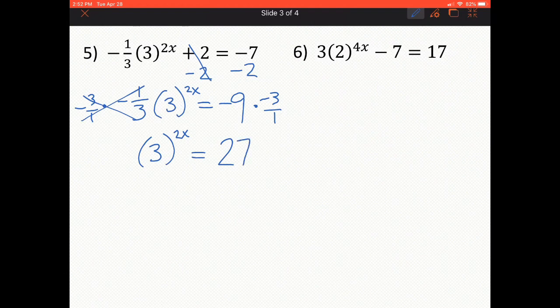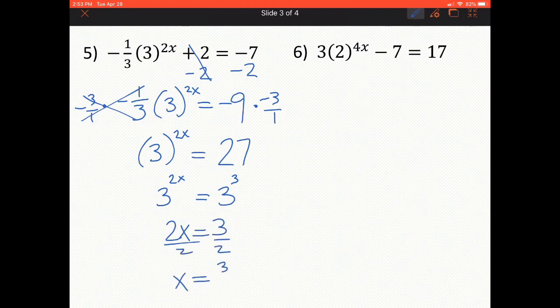And now that all those extra numbers are gone, we just have bases with exponents. So we try to write them both with the same base. So I know that 27 is 3 to the 3rd power. The other side already had a base of 3. So when we cancel those, or we say the exponents are equal, divide by 2, so x equals 3 over 2. You'll see your answers as fractions for these problems.